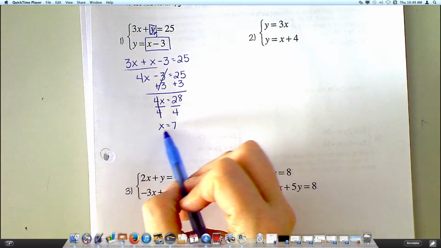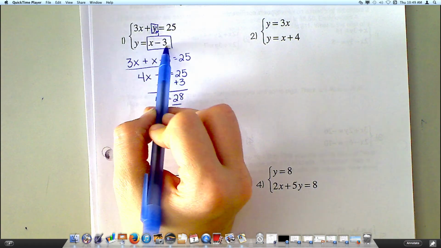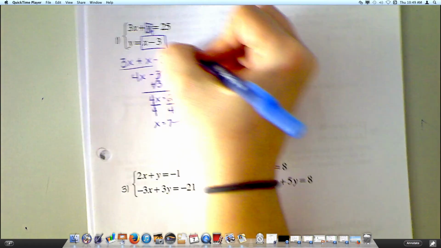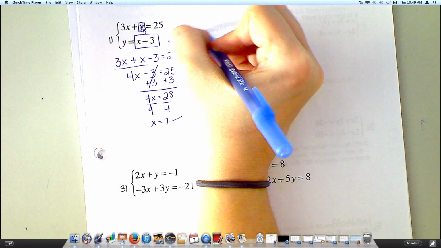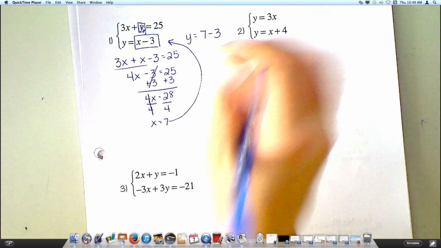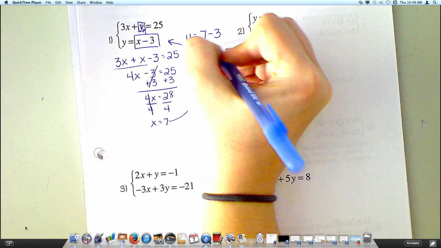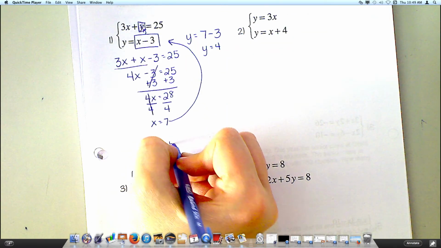Okay? If you've got x equals 7, right here it tells me that y equals x minus 3. So I'm going to take that 7 and just plug it right back in there and make it y equals 7 minus 3. So I plug that in for x. So what does y equal? 4. So my final coordinate would be 7, comma 4.